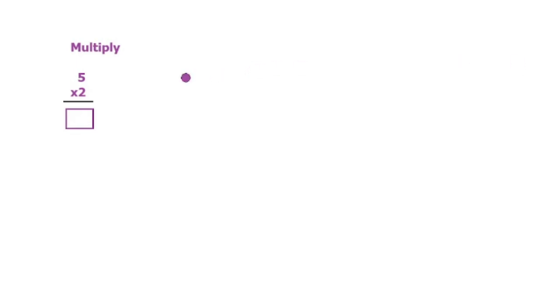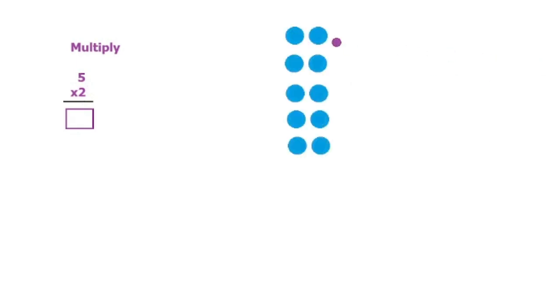in your head an array of 5 rows with 2 dots in each row, and that would look like this. So here's each of the rows, and there's 2 dots in each row. And you could see that there's 10 dots in total. So the answer to 5 times 2 would be 10. So let's write that in.